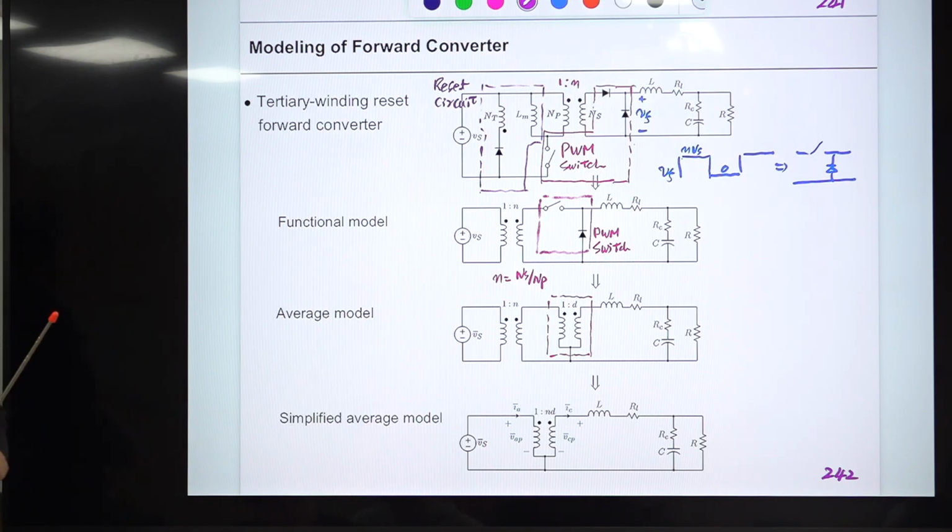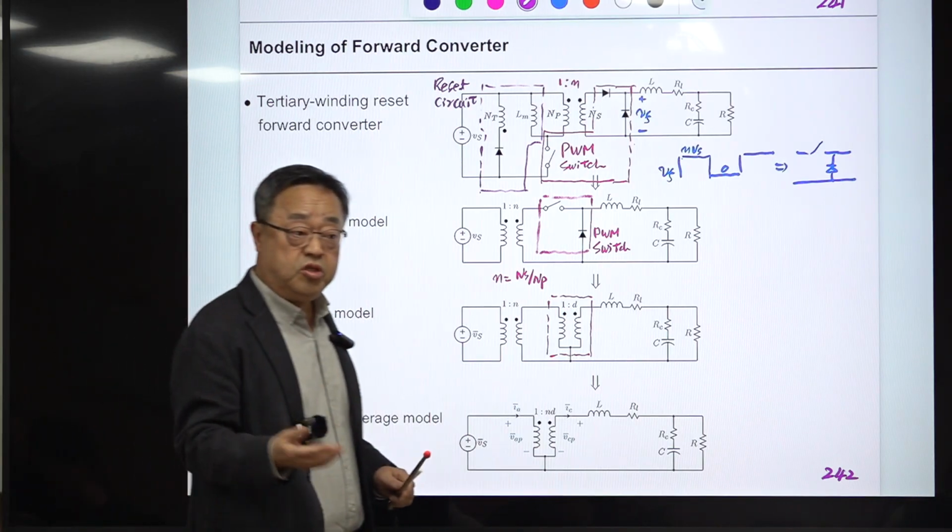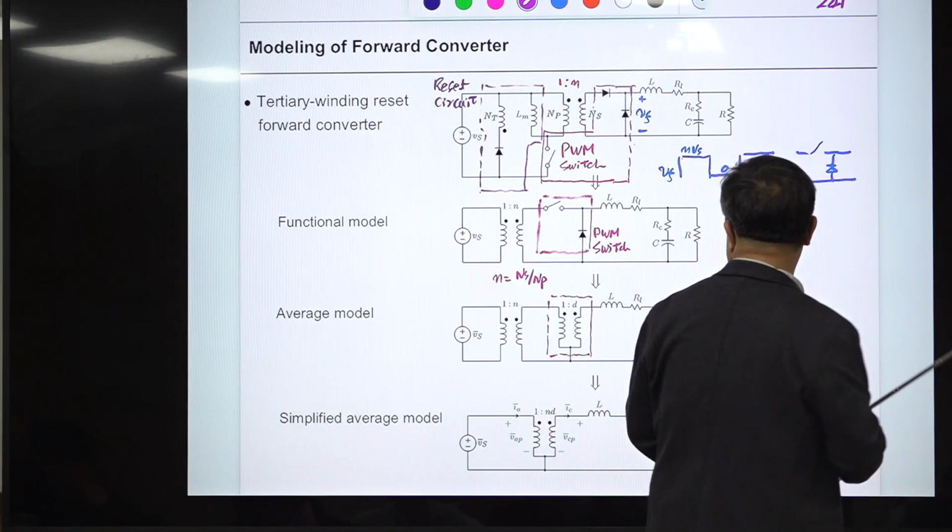But if you think about the operational principle, there is only one equivalent PWM switch in each converter. In every single isolated converter, there is only one PWM switch. That function is distributed among the many switches and many diodes.